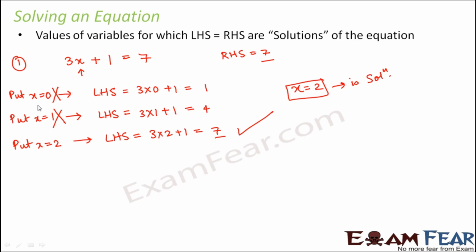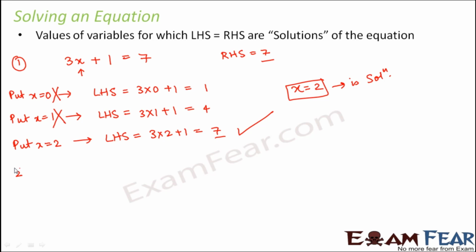This type of method where we keep trying with different values of the variables is called the trial method, or hit and trial method. We take up one value, we try it, we fail, we take up another value, we fail, we again take up another value until we reach the right value. This is just to show that there are only certain values for which the equation will be true, for which the LHS will be equal to RHS.